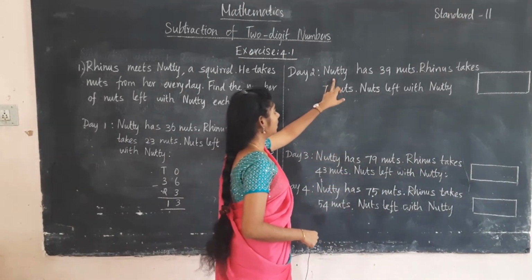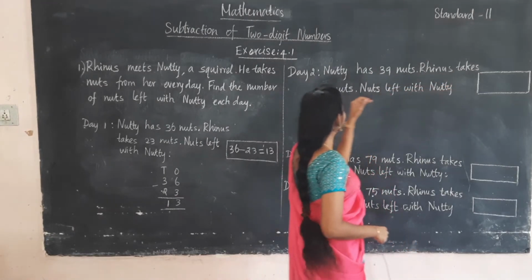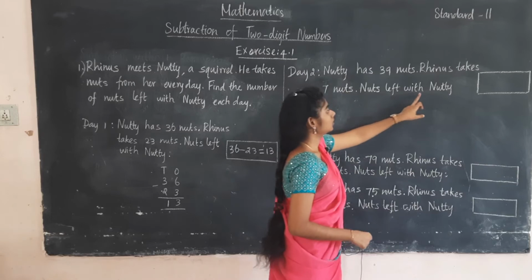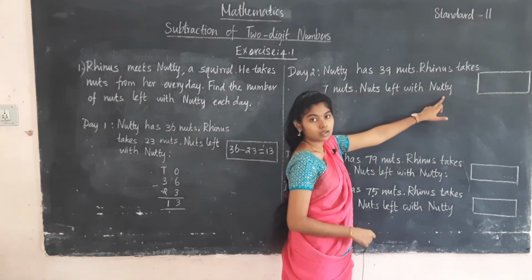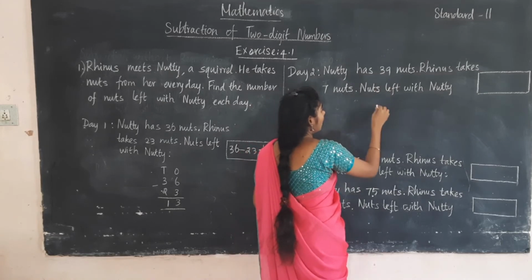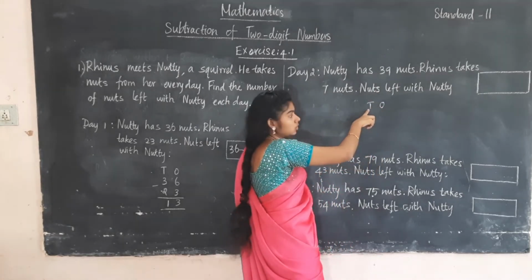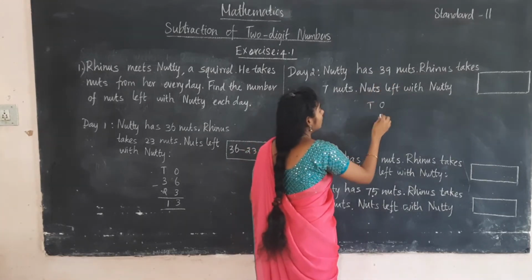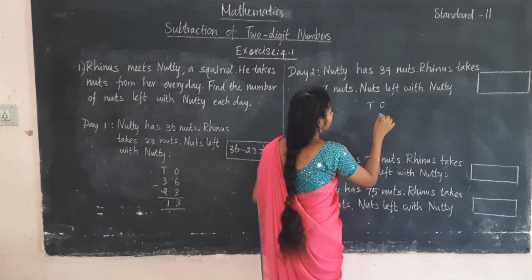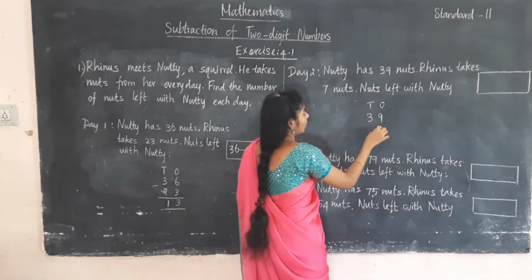So what is given here? Nutty has 39 nuts. Rhinus takes 7 nuts. Nuts left with Nutty. So what we have to do? Find the rest of them. So write the places. To find the rest of them, you have to write the places. Ones, tens. Why are you writing up to tens? It is a 2-digit number. So write the number 39: 9 in the ones place and 3 in the tens place, and 7 in the ones place.